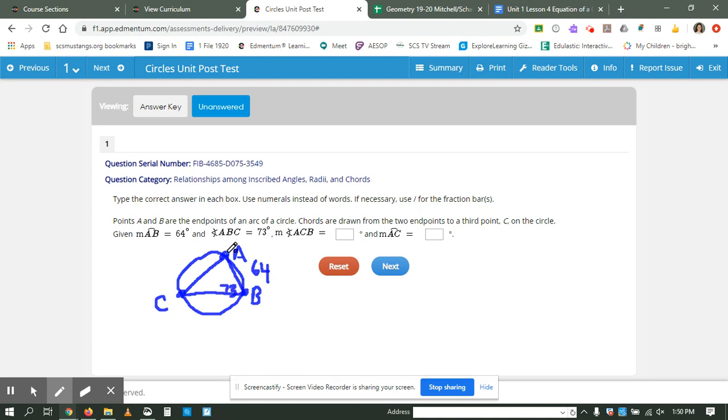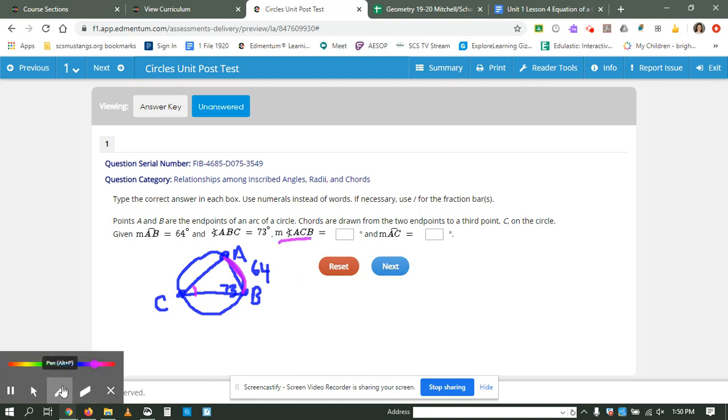And then the measure of angle ACB is equal to... you've got to think about the relationship between this angle right here and its arc right there. How are those related? What type of angle is this? Is this a central angle, or is it an inscribed angle? You've got to figure out the relationship there, and then that will take care of this one right here.